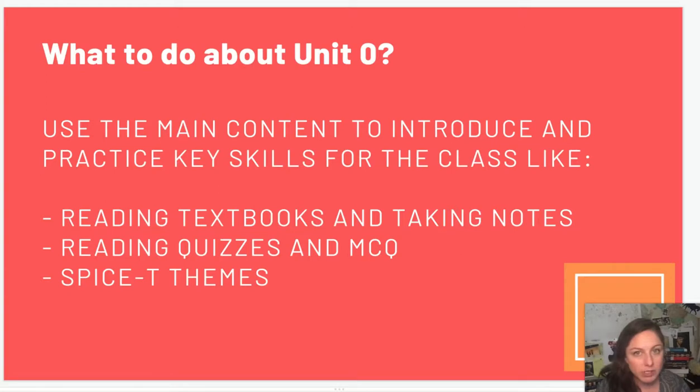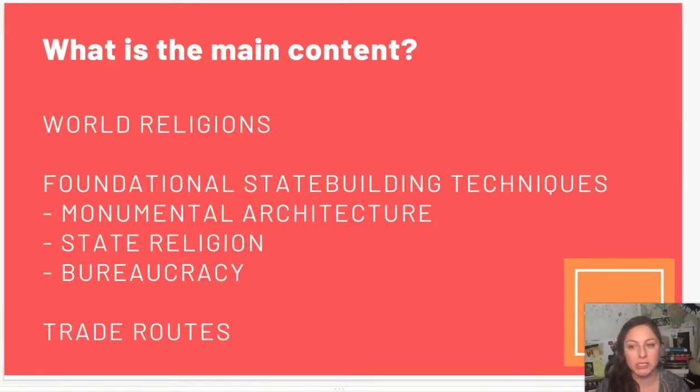So for newer teachers to WAP, let me give you a little bit more detail on that. The main content for Unit 0, as far as I can tell, is the main world religions, right? They don't need to know all of the in-depth teachings of the religions, but you do want them to know where did Hinduism start? What is the caste system? How is it different from Buddhism? Islam, Christianity, Confucianism. Confucianism, if nothing else, is the one that pops up in world history the most.